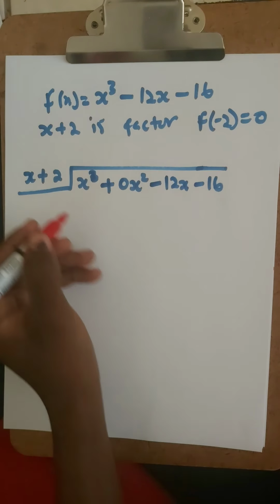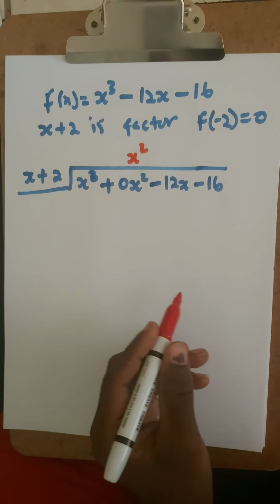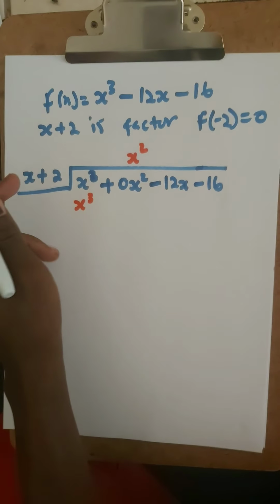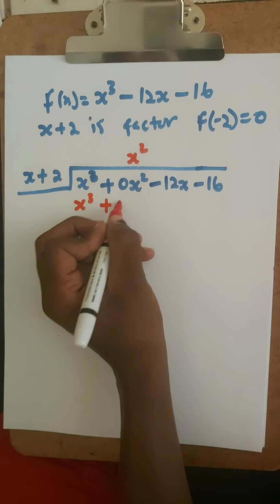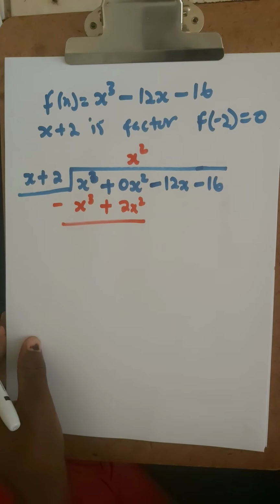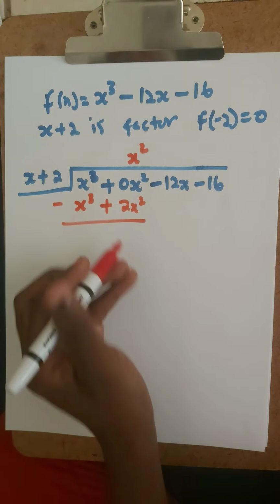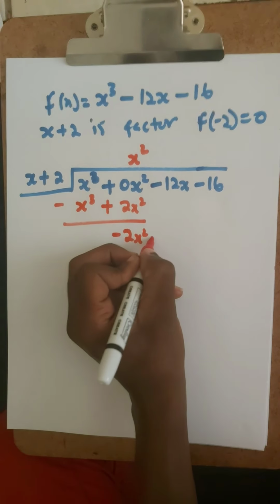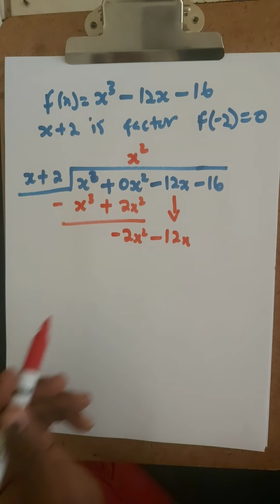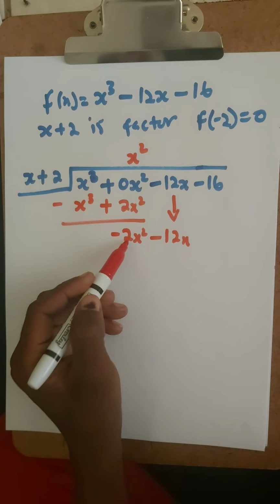Then when I use long division, you will see x squared. This one multiplied by this one is going to be x cubed, and 2 multiplied by x squared is plus 2x squared. Then you subtract. After you subtract, the first term must give you 0. Then 0 minus 2 gives minus 2x squared. Then you bring the minus 12x down.